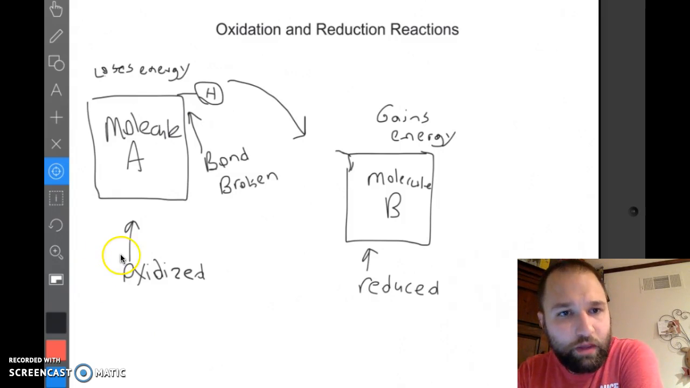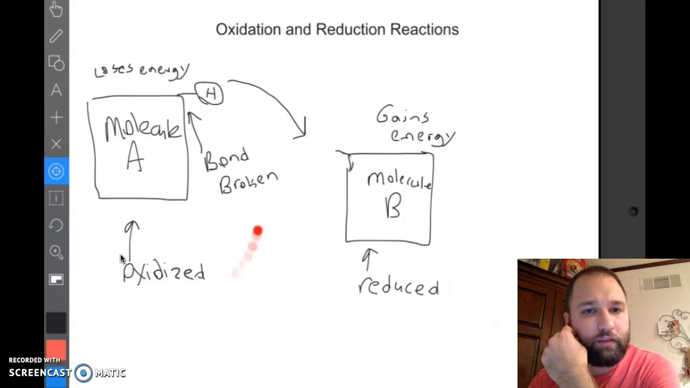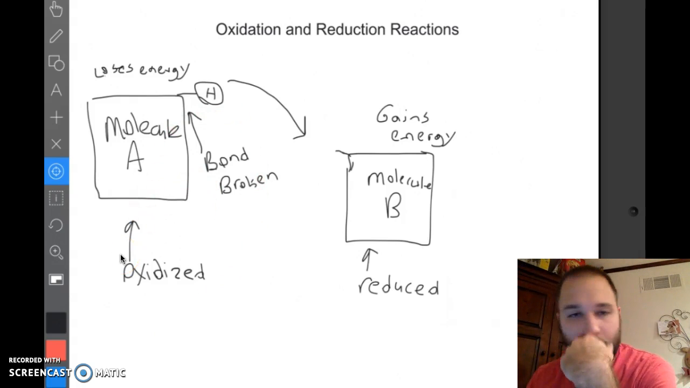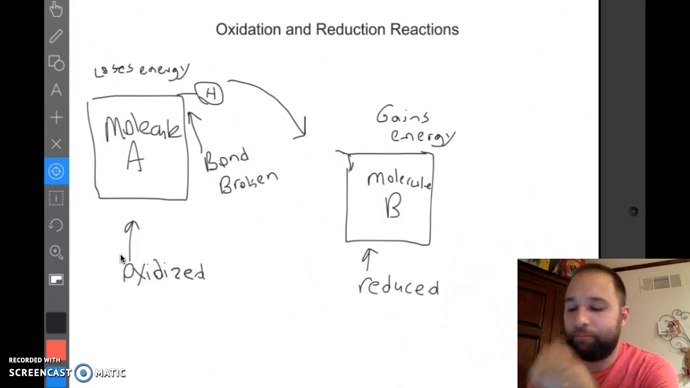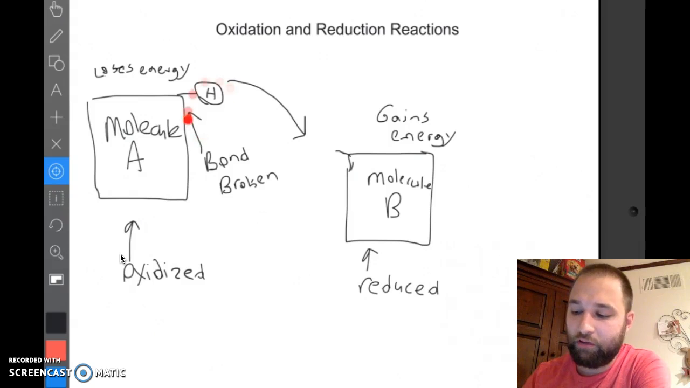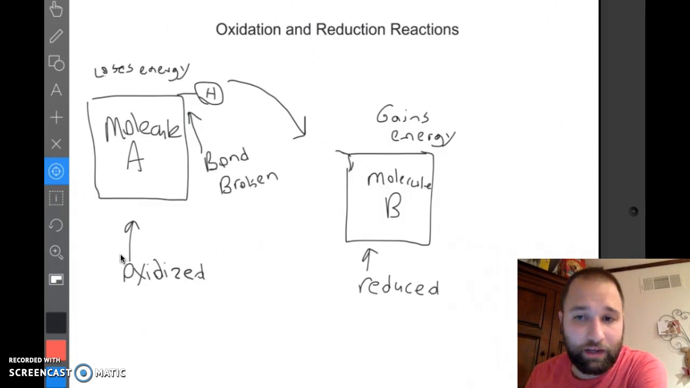So in this picture, which is pretty much just like the picture in your notes, you can see molecule A and molecule B. There's a hydrogen on molecule A, and if you break this bond, you release energy. So molecule A now loses energy, and this hydrogen is going to come over and join molecule B. If I form this new bond, that means molecule B is going to gain energy.